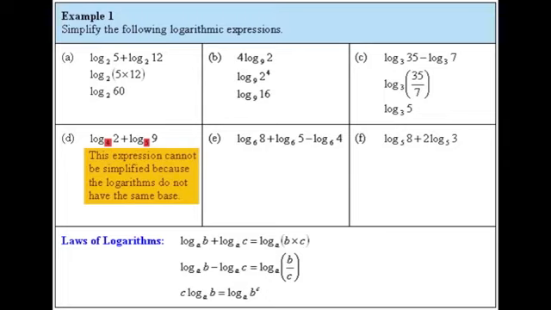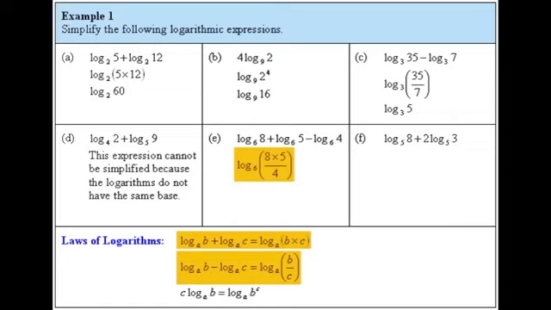Question D is a bit of a trick question. You might initially think that you use your first law of logarithms to simplify this expression, but that's not the case because the bases of these logarithms are different. The base of the first logarithm is 4 and the base of the second logarithm is 5. Therefore, we can conclude that this logarithmic expression cannot be simplified.